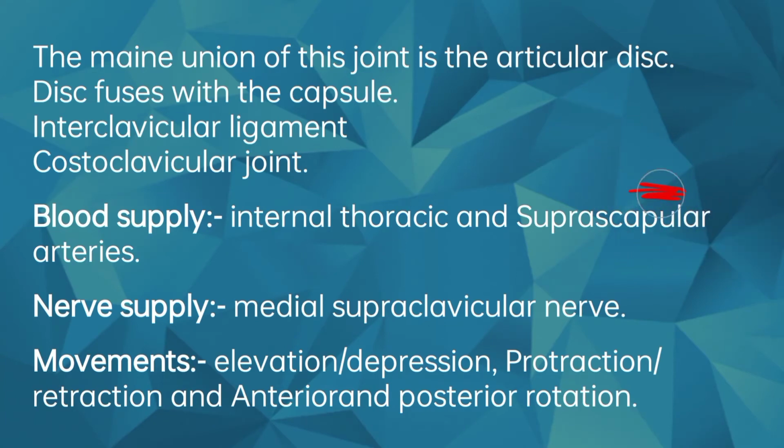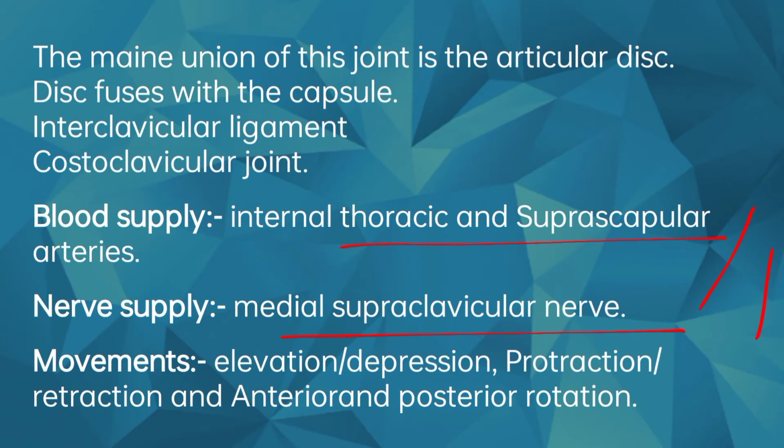Now we'll move further to the blood supply. Blood supply to this joint is by the internal thoracic and suprascapular arteries. Nerve supply is by the medial supraclavicular nerve. Movements are elevation, depression, protraction and retraction. Protraction is taking your shoulders anteriorly and retraction is taking your shoulders posteriorly. Then there are anterior and posterior rotations.